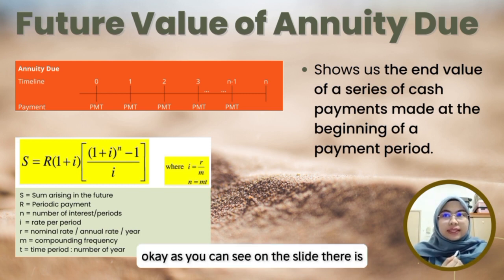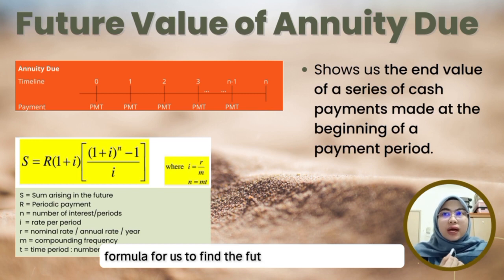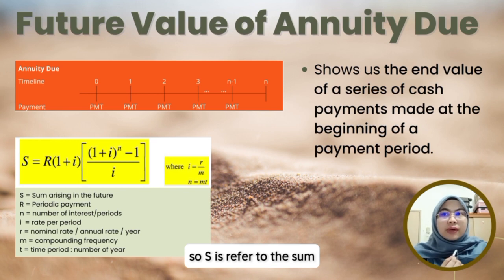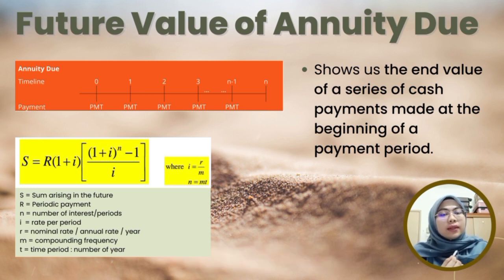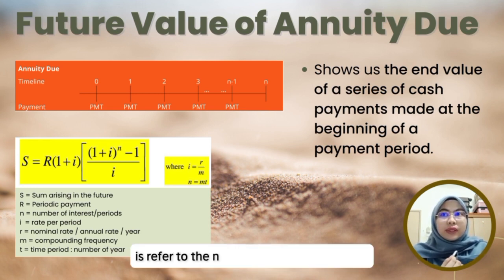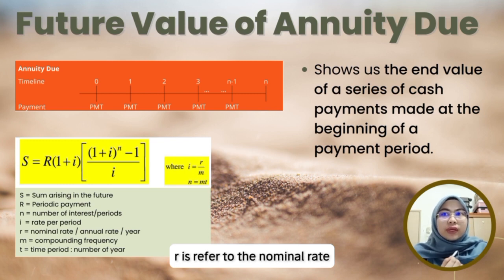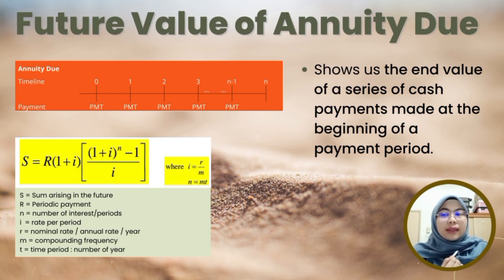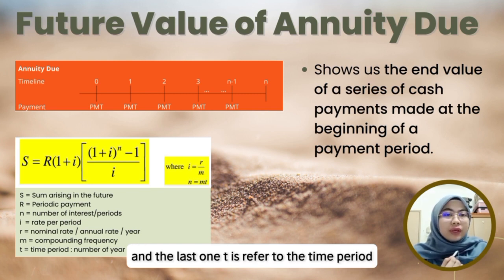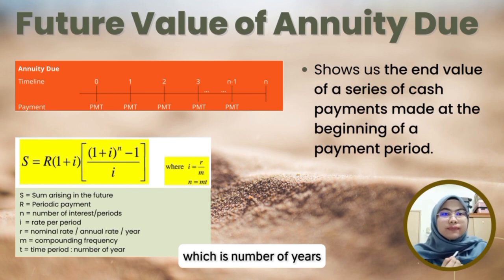As you can see on the slide, there is a formula for us to find the future value of an annuity due. The capital S refers to the sum arising in the future. The capital R refers to the periodic payments. The small letter n refers to the number of interest periods. The small letter i refers to the rate per period. The small letter r refers to the nominal rate or annual rate. The small letter m refers to the compounding frequency. And the last one, t, refers to the time period, which is the number of years.